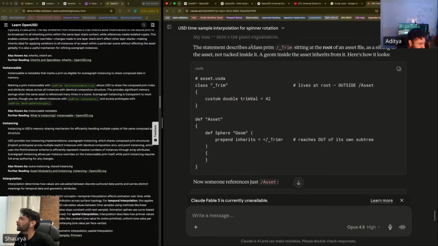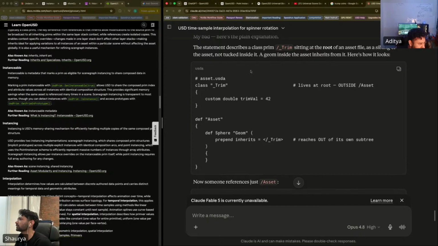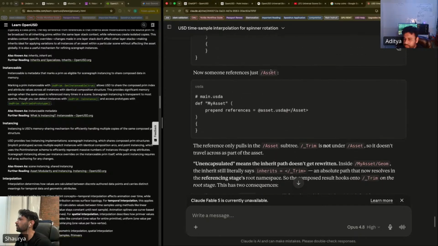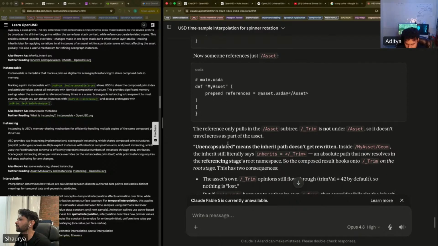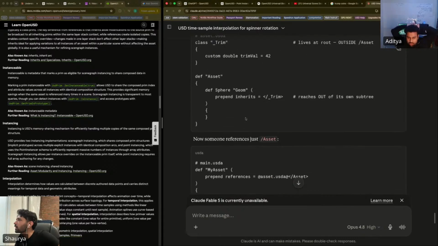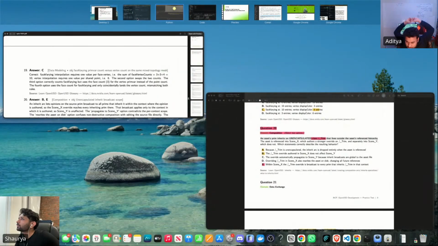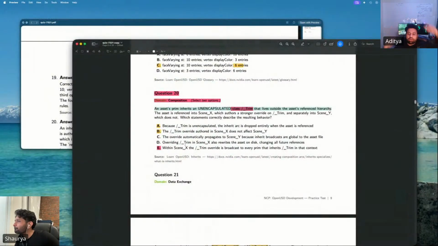The statement describes a class trim sitting at the root of an asset file. Now someone referenced just the asset. The reference only pulls the asset subtree, not trim, so it doesn't travel across. So what was the question then? Why did we get it wrong? That this asset is referenced into scene X, which offers a stronger override. It does not.